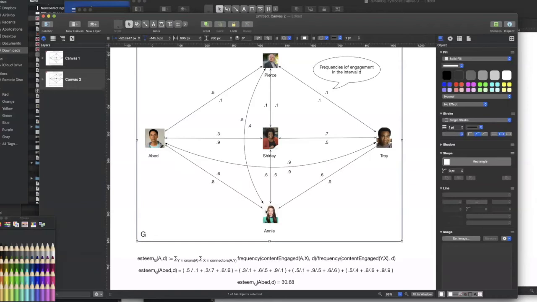The thing that I'm focusing in on is the triangle, the triangle of the 3 lines. With Abed, Pierce, and Annie, the 3 lines make up the triangle. From Abed to Pierce, we have the 0.5 and 0.1, and then from Pierce to Annie, we have the 0.5 and 0.4, and then from Annie to Abed, we have the 0.8 and the 0.6. So should there be a corresponding equation with those 3 lines in the equation down below?